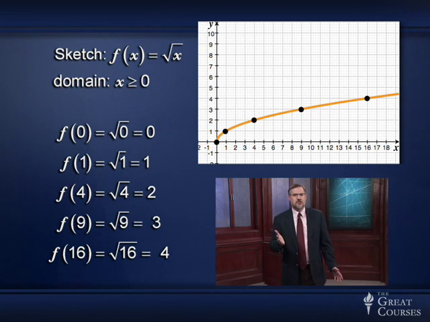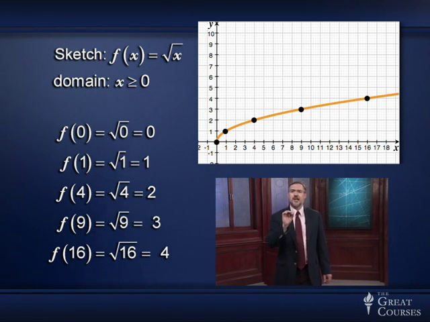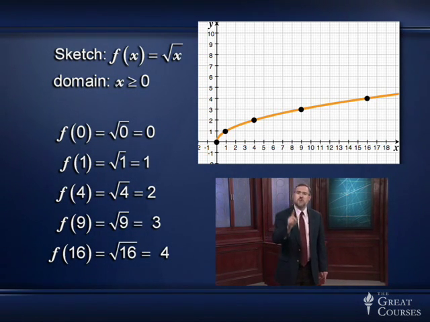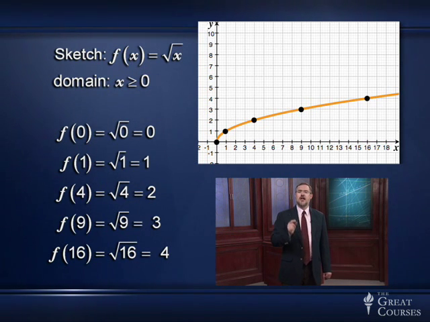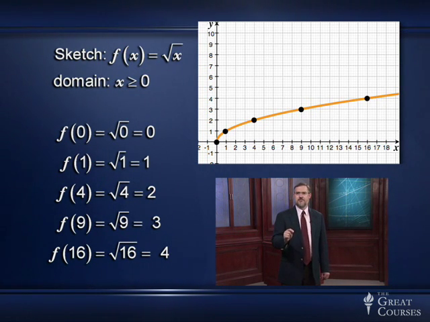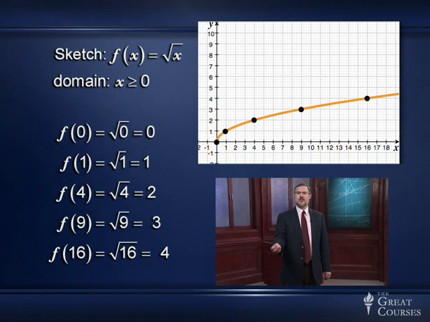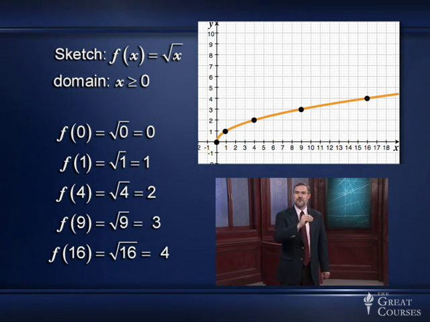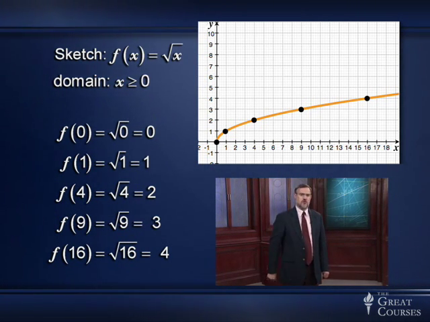Now, why does the graph start abruptly at the origin? Remember, because x equals 0 is the smallest value of x that's in the domain of this function. So that's why it seems to start at the origin and sort of jump out of it, if you will, and move its way to the right.